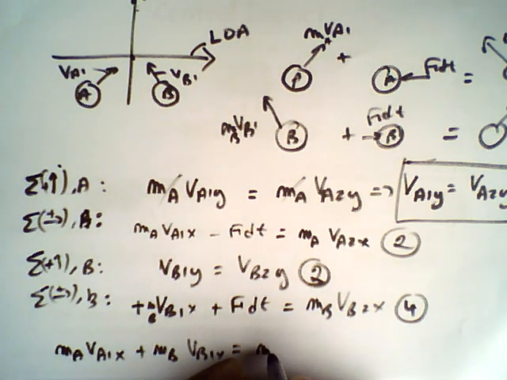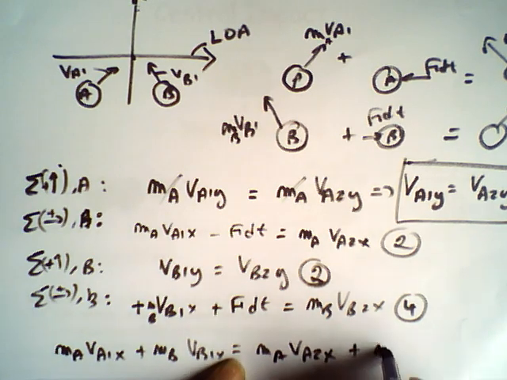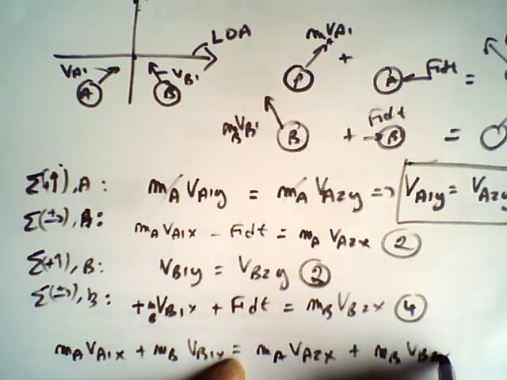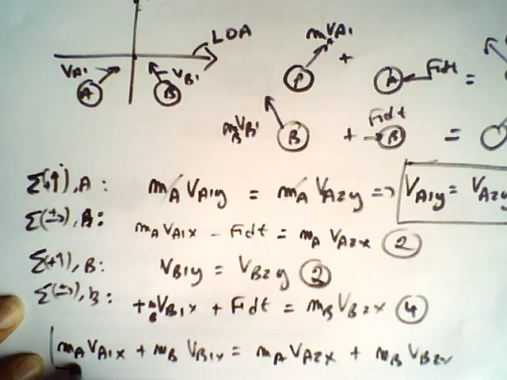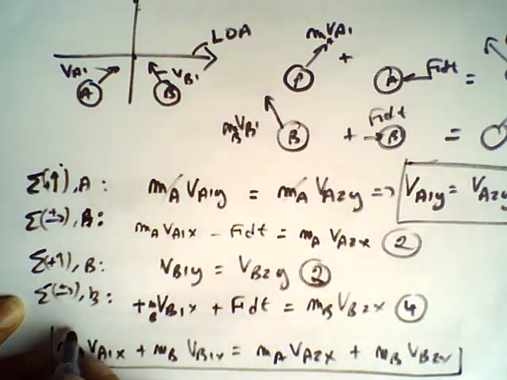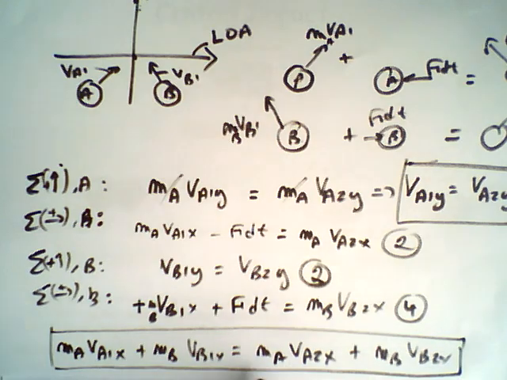that are hitting each other. So MA VA2x plus MB VB2x. Alright, so basically the initial momentum of the system in the x direction is going to be equal to the final momentum of the system in the x direction along the line of impact.